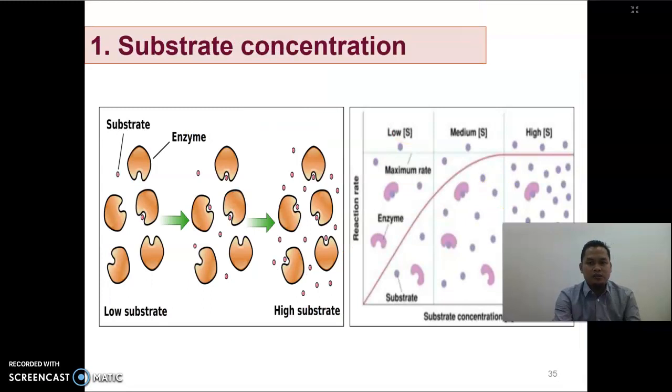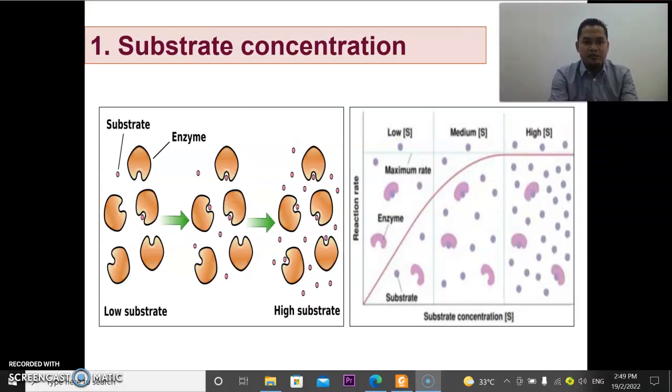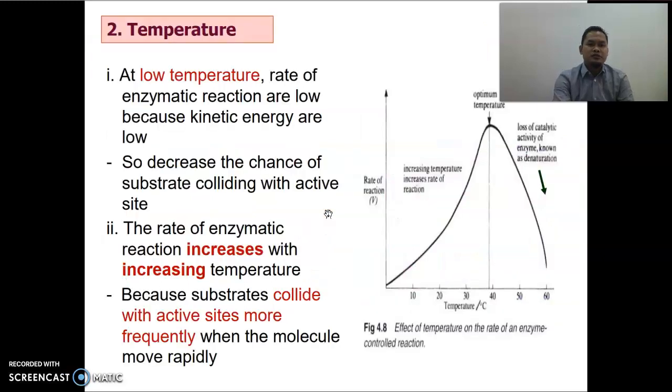Apabila kita tengok situasi dia dalam perbandingan pada substrate concentration ini, pada low substrate concentration, there are a lot of available active sites to carry out the chemical reaction. So, apabila substrate concentration becomes high, the active site of the enzyme becomes saturated. So that the rate of reaction reaches its maximum, the rate of reaction becomes constant. So ni kita jelas tentang bagaimana tindak balas enzim yang bergantung kepada substrate concentration.